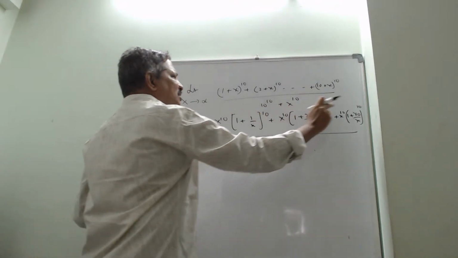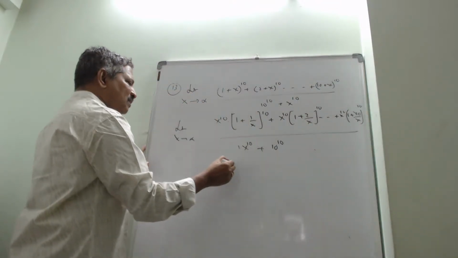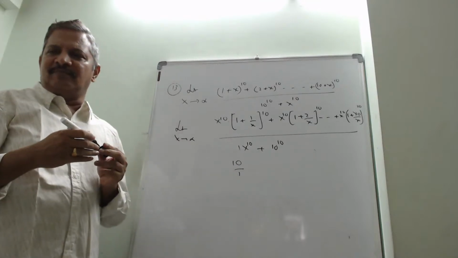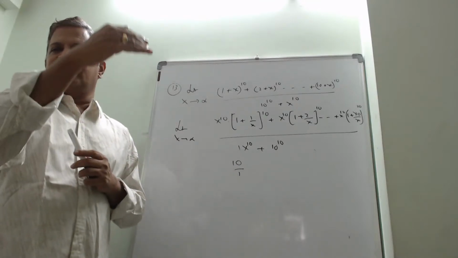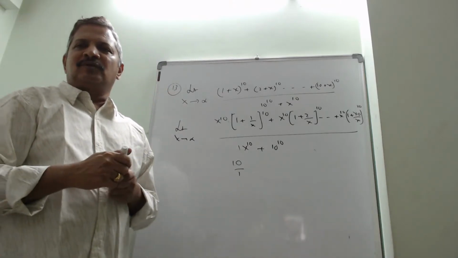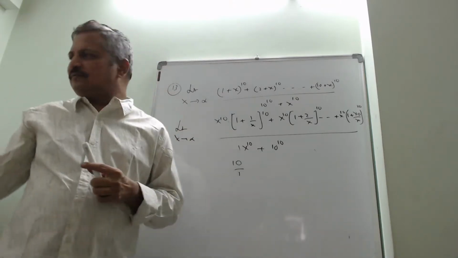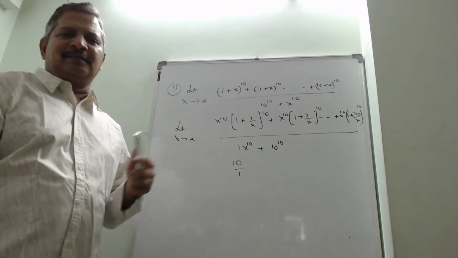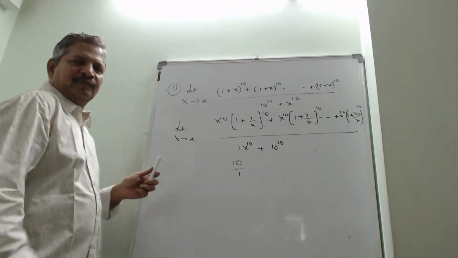Means x power 10, x power 10, 10 x power 10. Here means 10 by 1. 10 terms are there with quotient 1, 1, 1, 1. So 10 by 1. Lalit Reddy told the correct answer. So that is the answer. This is one infinity problem. Next, further typical problem.